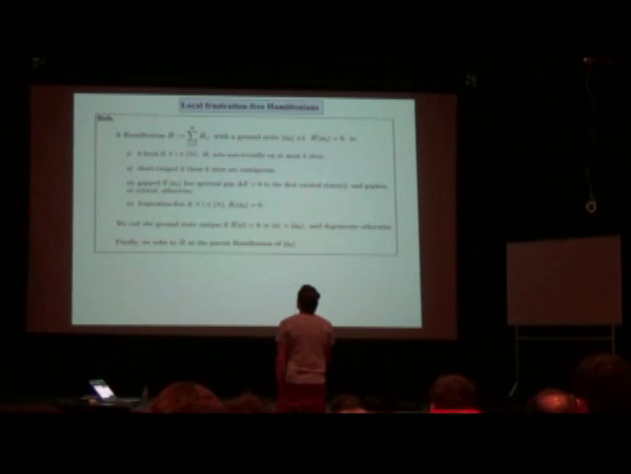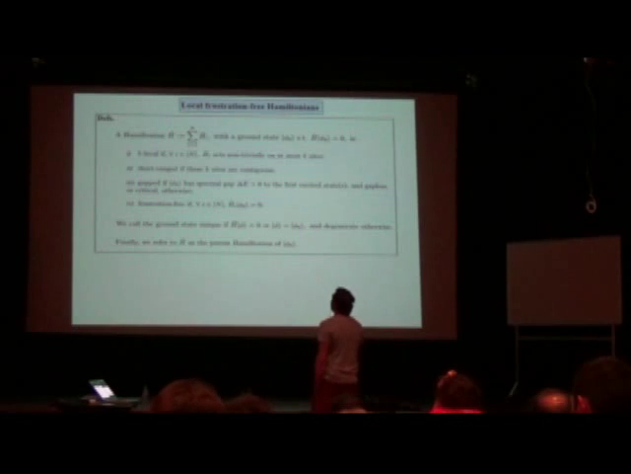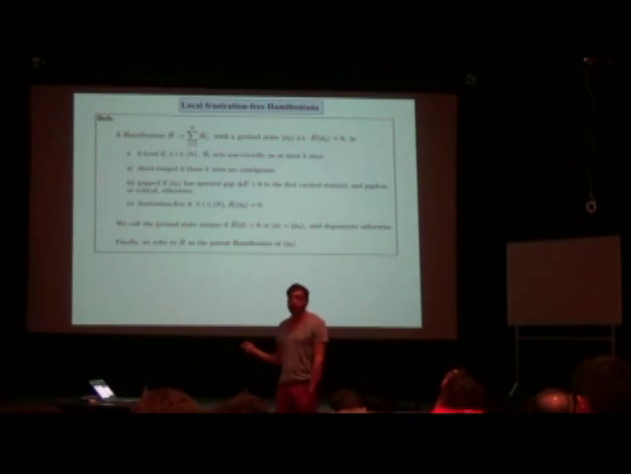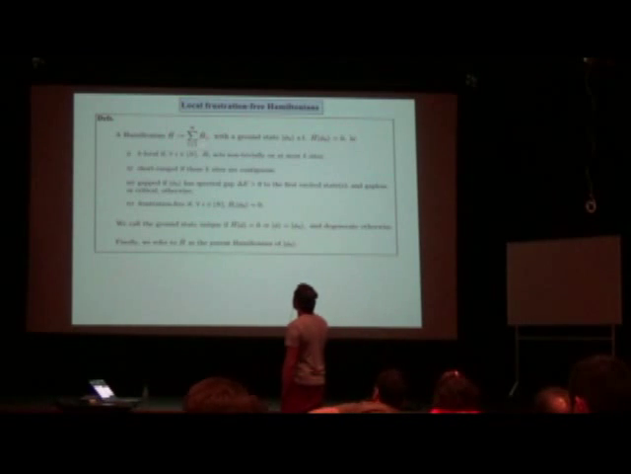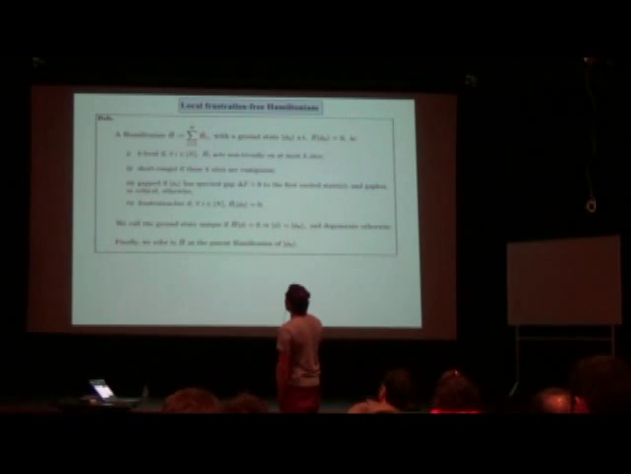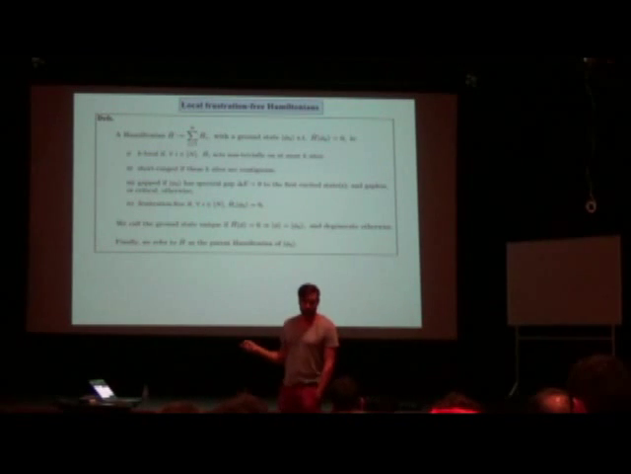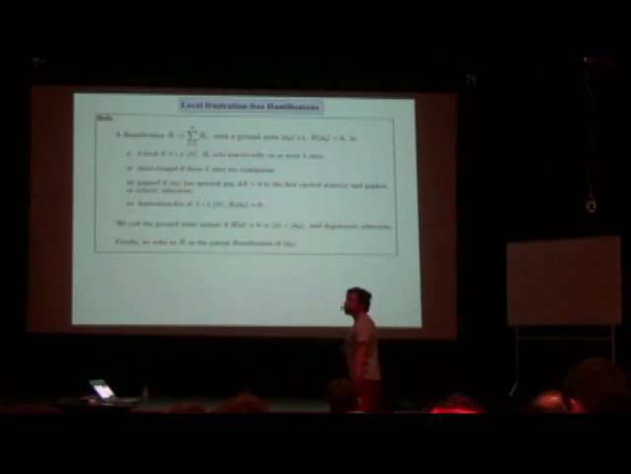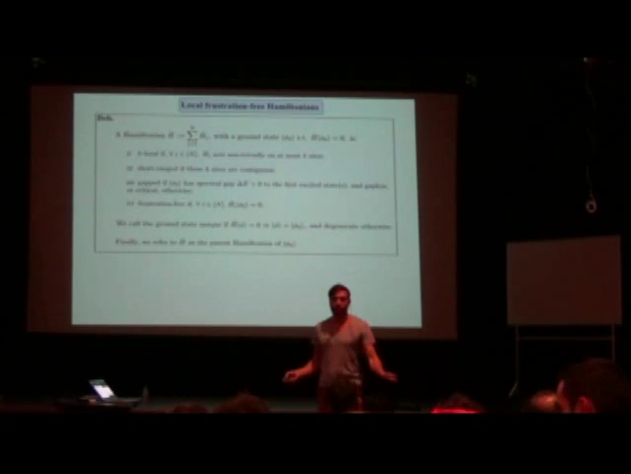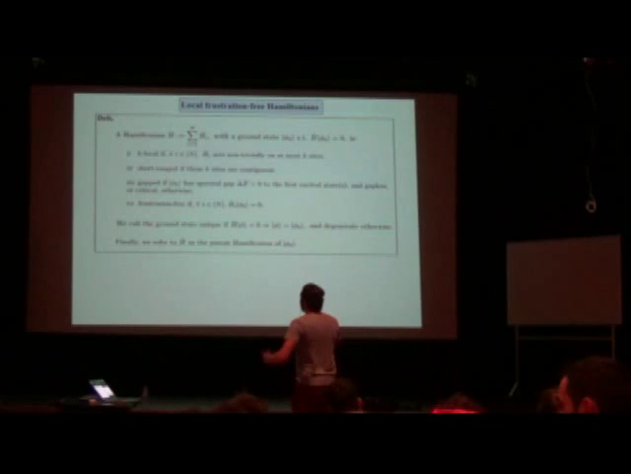First of all, I need some simple definitions. Local frustration-free Hamiltonians. Given a Hamiltonian, which I write as H hat, it is the sum of interaction terms Hi, with i going from 1 to n, where n is the number of particles. This Hamiltonian has a ground state phi 0 such that it has zero energy, right? So I set the energy of the ground state as zero. This is without loss of generality.